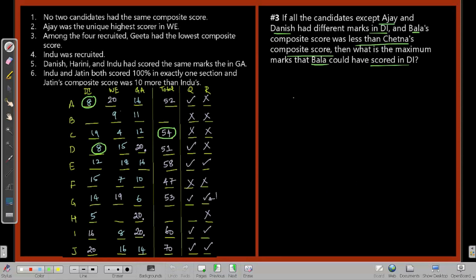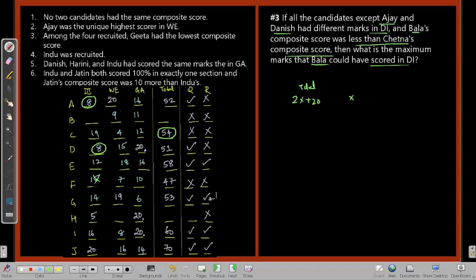So we know that Bala's score is 2x plus 20. That's the total score, and we are now looking at the score of X. Now for it to be less than 54, X cannot take the value 17 because that'll make it exactly 54. So that's not possible. Is it possible that it's 16? 16 is gone because somebody's already taken the score of 16.